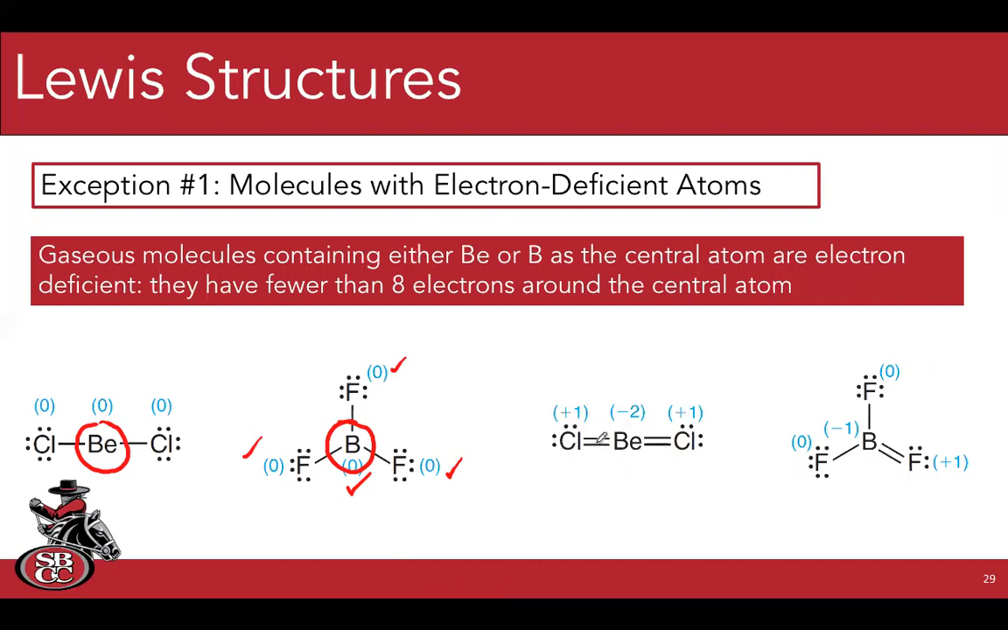We can move some electrons in to beryllium, you can have double bonds, and everything has a complete octet. The same thing with this boron. But now look at all of our additional formal charges. And so these structures are not correct. And so for beryllium and boron, we're allowed to have less than an octet, or electron deficient center atoms.